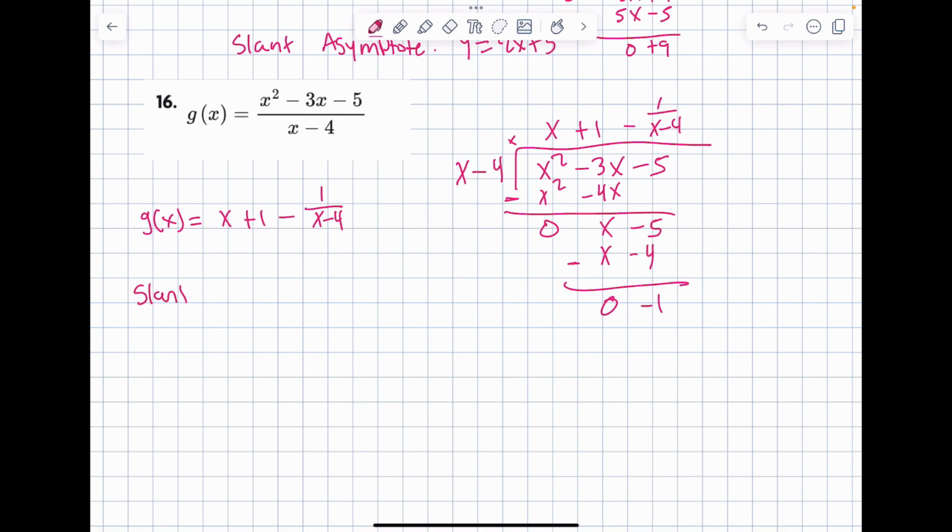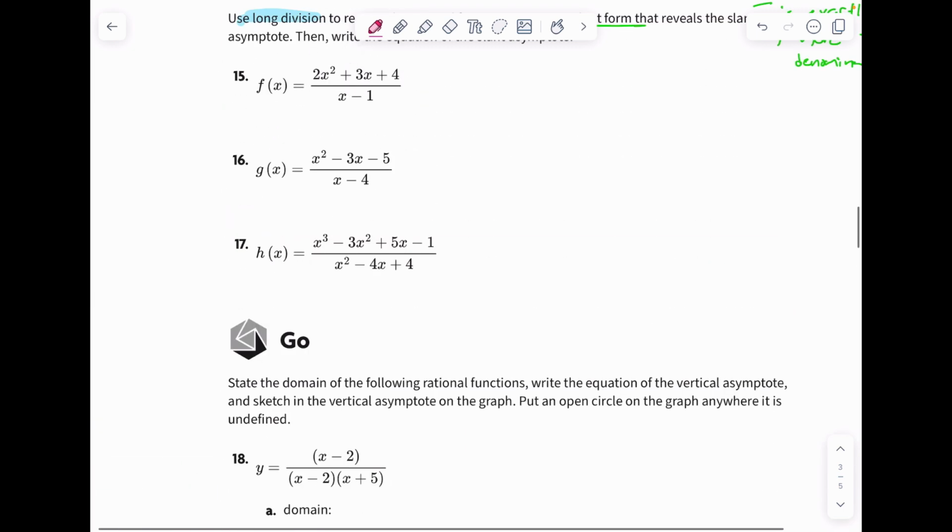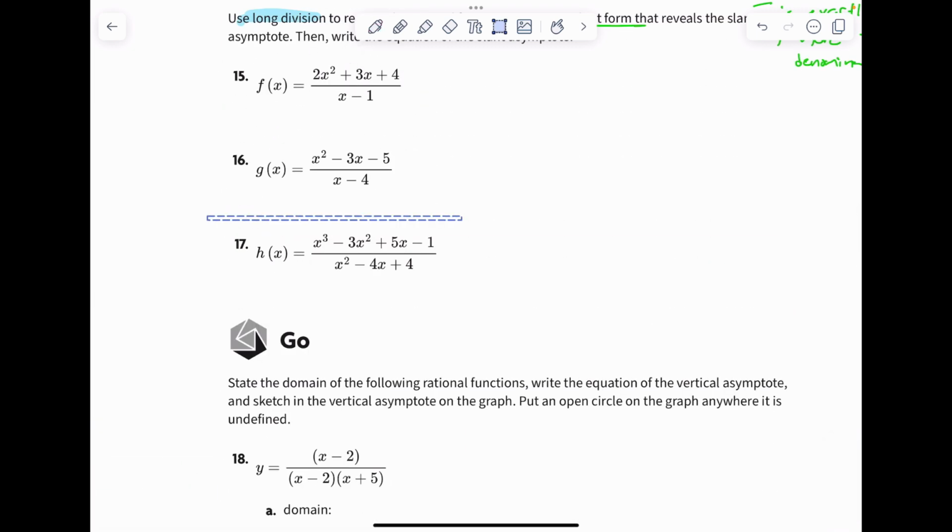my slant asymptote is y is equal to x plus 1. Perfect, and then let's finish it off with 17. Let's see.